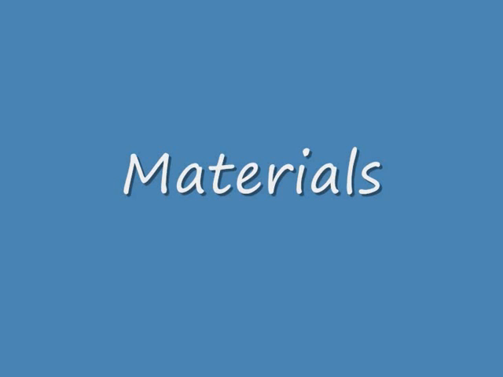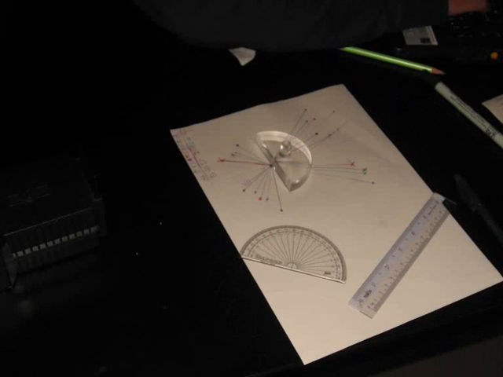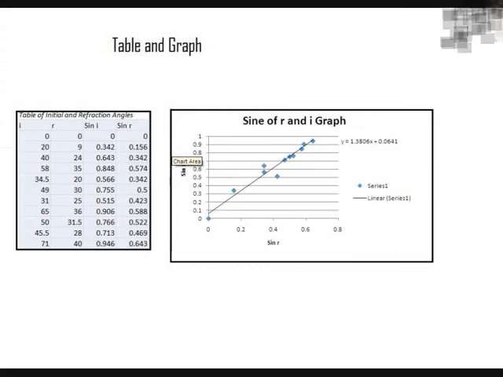Materials. We used 5 simple materials: a ray box, perspex blocks, a protractor, a computer to put in data, and a pencil to trace the light rays on the paper.